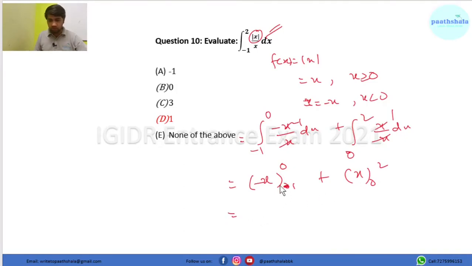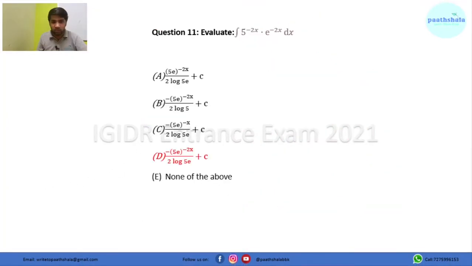Now if we put the limit, it will come out to be 0 and -1. Outside it is minus, plus 2 minus 0. So finally, as it is -1, this minus minus becomes plus. So this will be -1 plus 2. So finally it is 1. So option D is the right option. Okay, let's move to the next question.